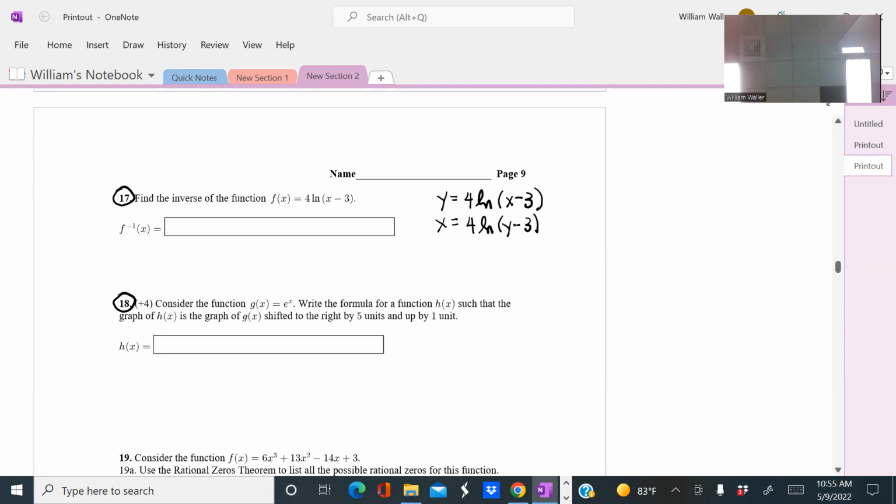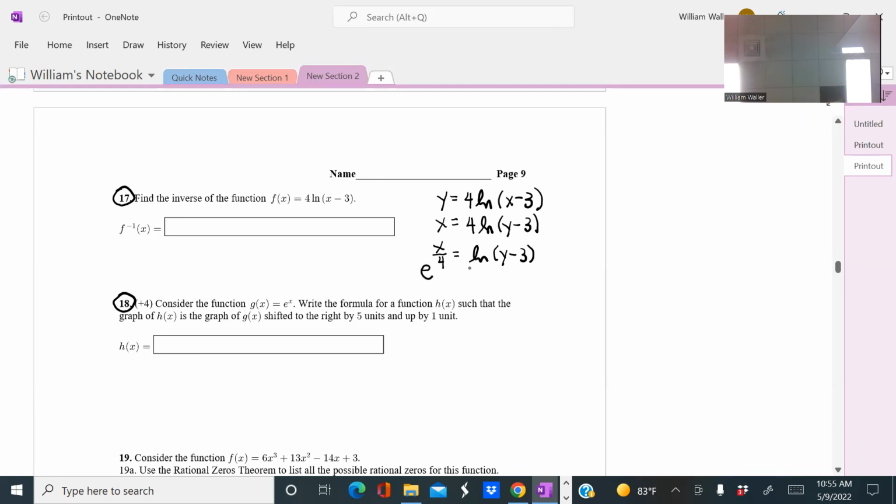What's the inverse of natural log, though? E. Yeah, right. It's the natural exponential function. But before you haul off and use the e, first get rid of the 4. So divide both sides by 4 first. So you would have x over 4 is equal to natural log of y minus 3. And now you're in business.